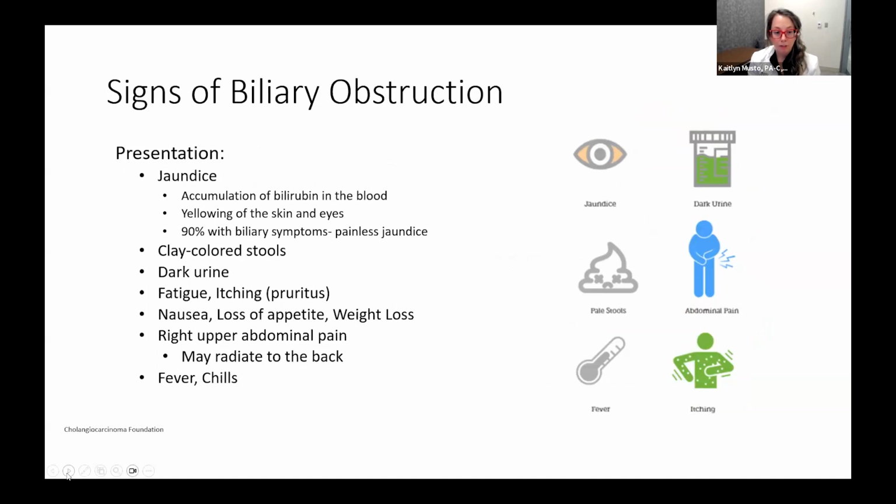You may see clay-colored stools. That's because the bile is obstructed, so it's not making it into the stool to give it that brown color. Patients may have dark urine, fatigue, itching or pruritus. They may have loss of appetite or weight loss, can also have right upper quadrant pain, fever, or chills.